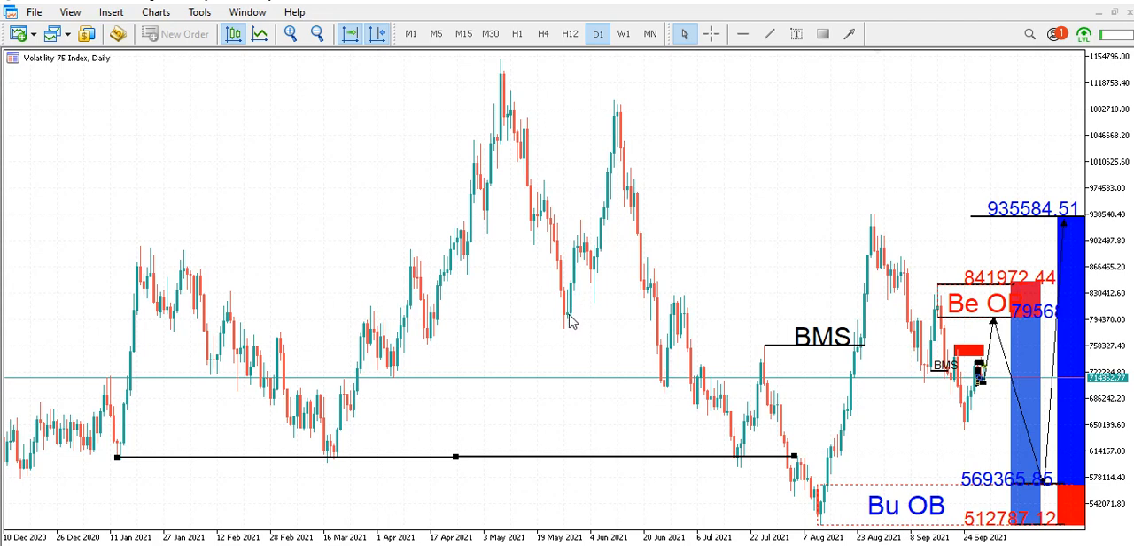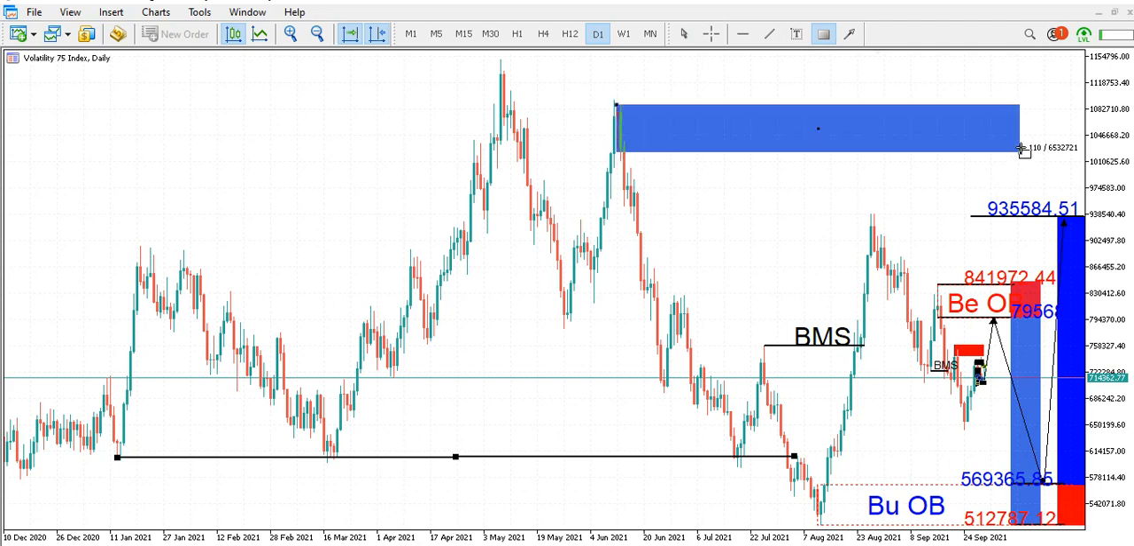So we have price that came up, failed to take out this high, but took out the previous low. So what then do we have? We have a failure market structure. This is a failure market structure here. So we can still expect price to come and respect this zone here.